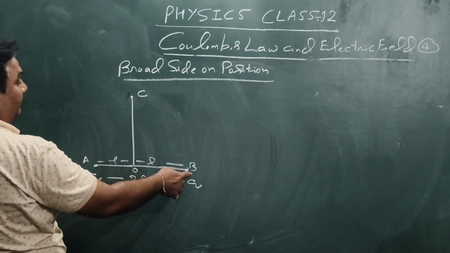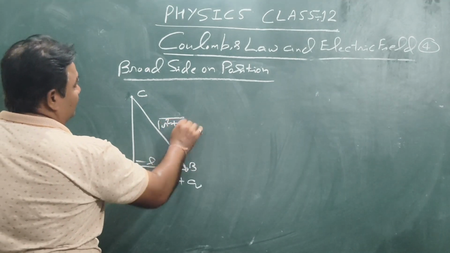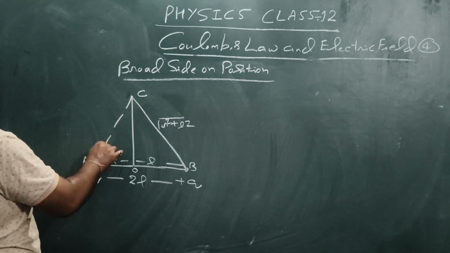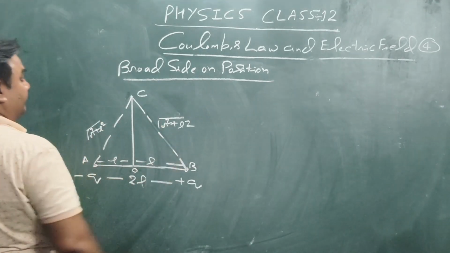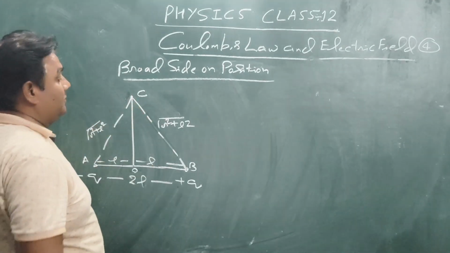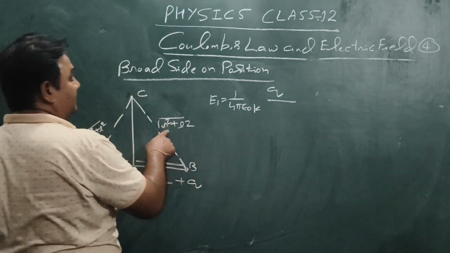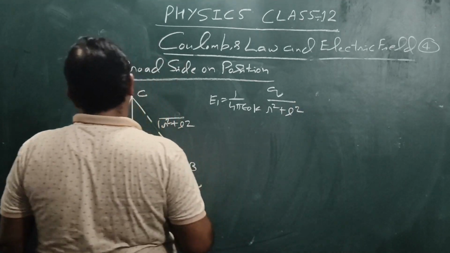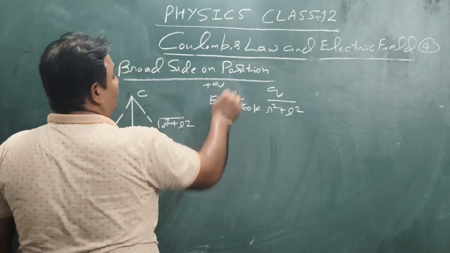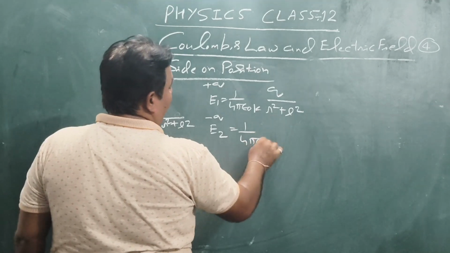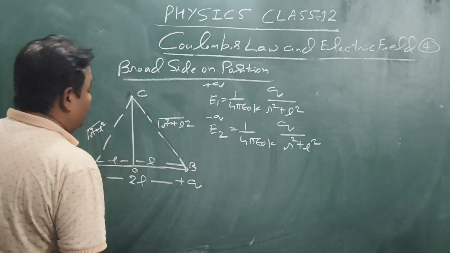Now we find the intensity of electric field at point C due to plus Q charge. For this, this distance is under root R square plus L square, and this distance is also under root R square plus L square. So the intensity of electric field at point C due to plus Q charge, E1, is equal to 1 upon 4 pi epsilon naught K, Q upon R square plus L square. And the intensity of electric field at point C due to minus Q charge, E2, is 1 upon 4 pi epsilon naught K, Q upon R square plus L square. They are the same in magnitude, but the directions differ.